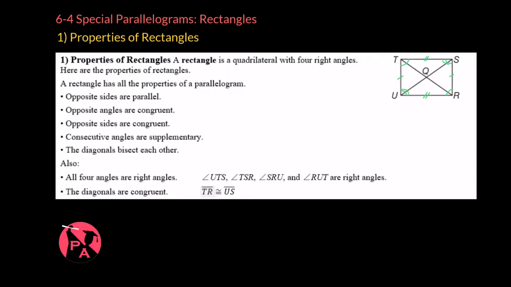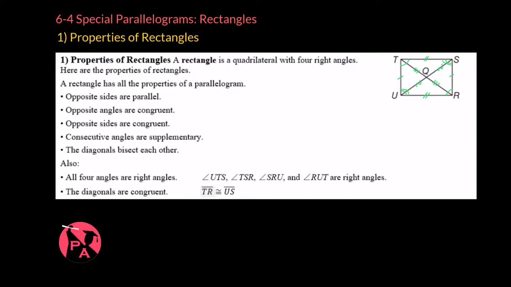Besides this, what we learned was diagonals bisect each other. Like let's say this is three lines. This one is going to be the same, QR, and UQ and QS are going to be the same. And we also learned that angle T and U are consecutive angles, and the sum of these two angles is going to be 180 degrees. So besides all of these, there's two more.